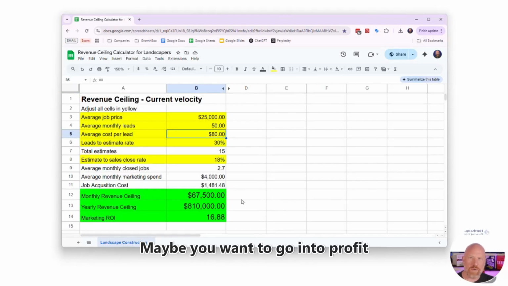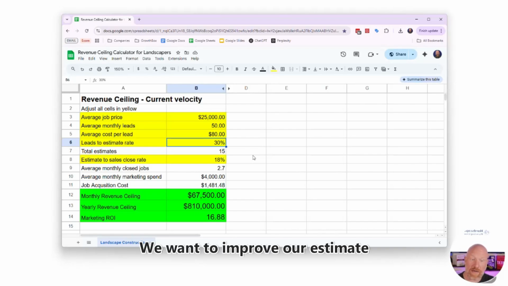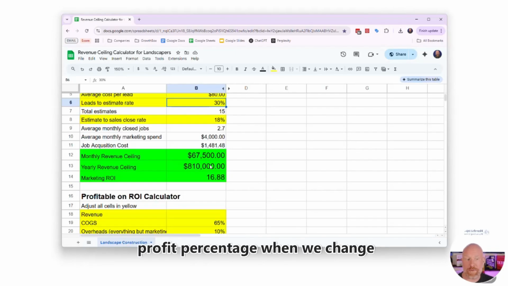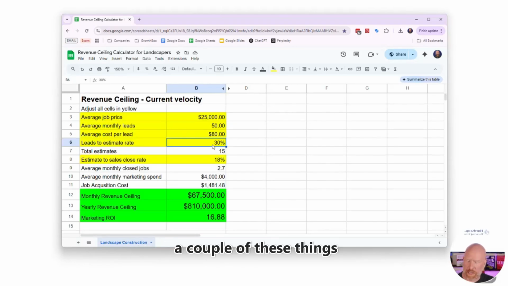Maybe you want to go into profit mode instead of growth mode, and the goal is to lean out the company. Well, we want to focus not on getting more leads, but on being more efficient. So we want to improve our lead to estimate rate. We want to improve our estimate to close rate. So let's make some of those adjustments and see what happens to the growth of the company and the overall profit percentage when we change a couple of these things.